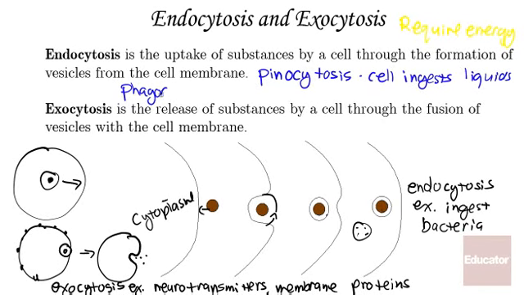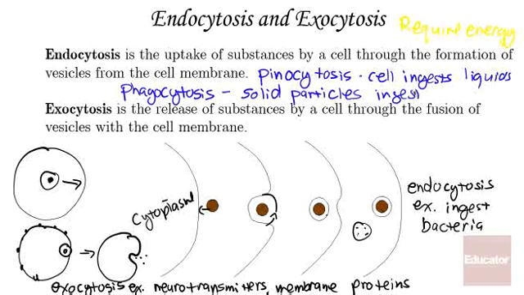Phagocytosis is sometimes called cellular eating. This is when solid particles are ingested by the cell through endocytosis. And what I just described here with a cell ingesting bacteria, a leukocyte, a white blood cell ingesting bacteria, that would be a type of phagocytosis.